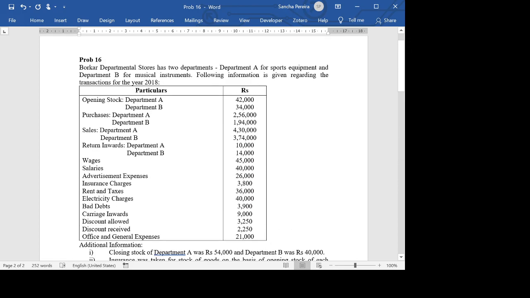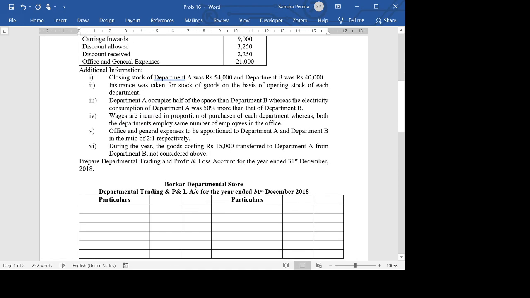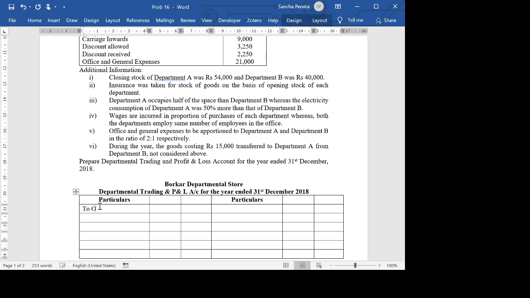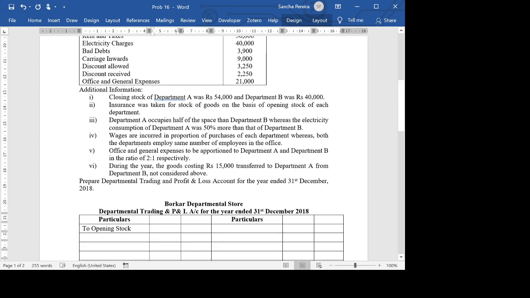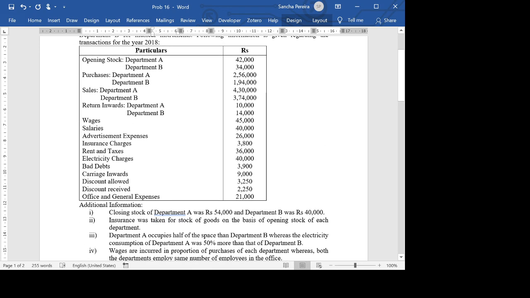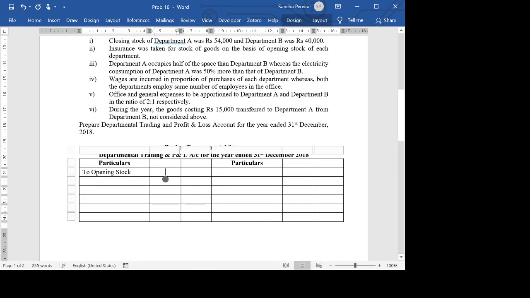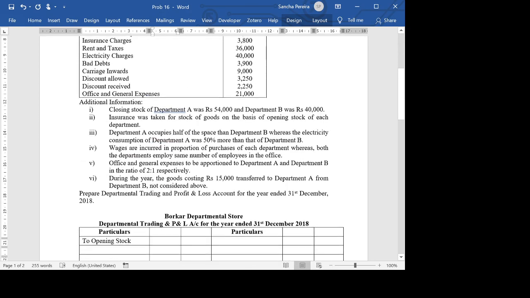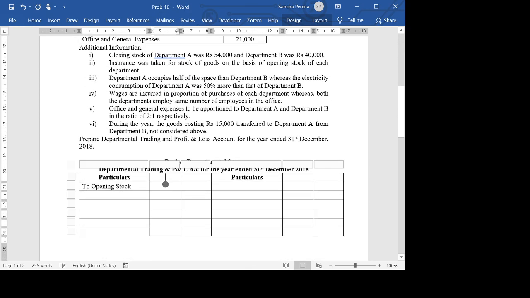We start with the opening stock. To opening stock, the amounts are 42,000 and 34,000. The departments are A and B.